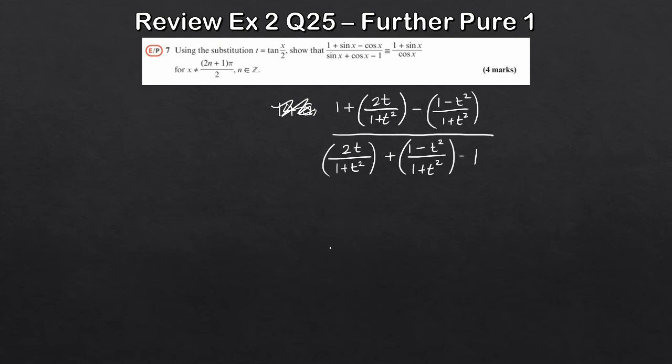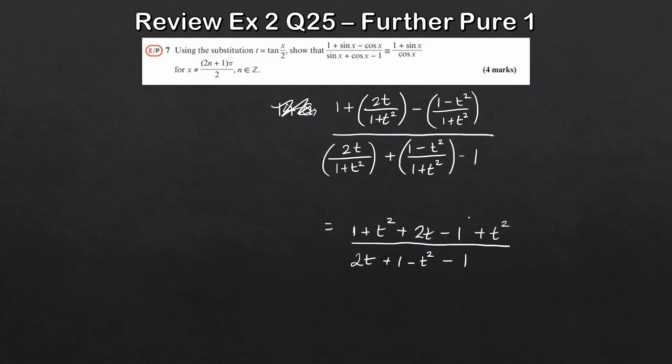That might be a bit confusing in words, but hopefully it'll make more sense when we start working it. So 1 plus t squared, that's that 1 there, plus 2t, minus 1 plus t squared. Dividing this now by, so that's 2t plus 1 minus t squared minus 1 there.